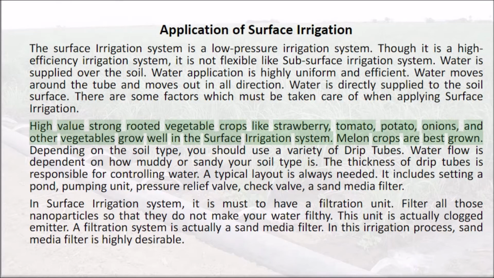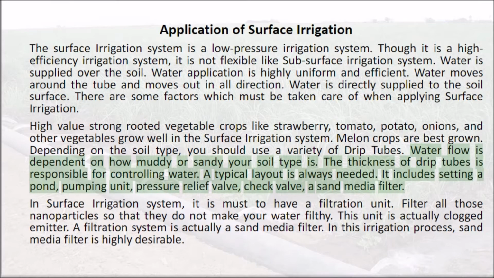High-value, strong-rooted vegetable crops like strawberry, tomato, potato, onions, and other vegetables grow well in the surface irrigation system. Melon crops are best grown. Depending on the soil type, you should use a variety of drip tubes. Water flow is dependent on how muddy or sandy your soil type is. The thickness of drip tubes is responsible for controlling water.